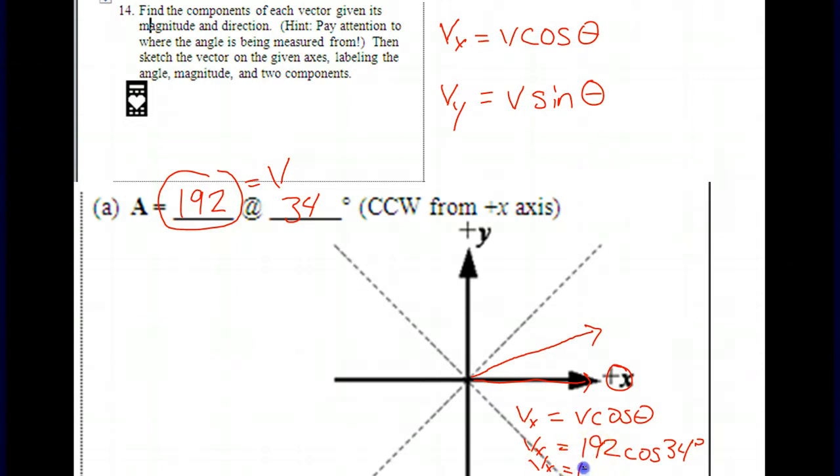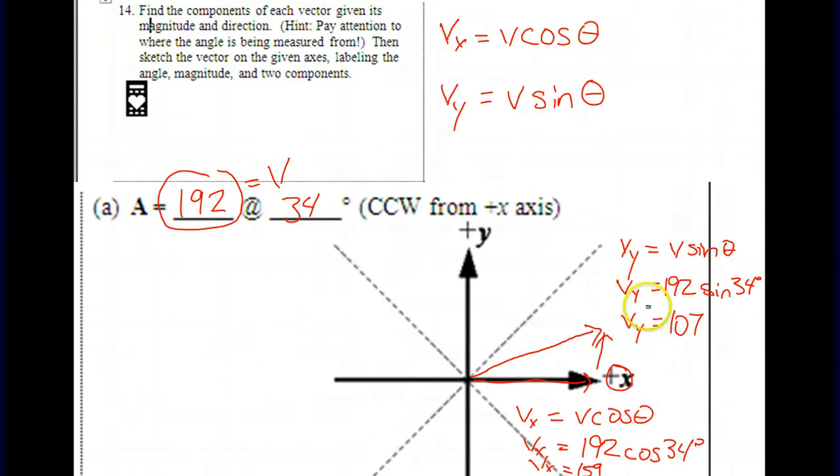159, good. All right, so 159. That's v in the x direction. Now let's do the vertical component, v in the y, and that is going to be equal to v sine theta. And we have the same resultant as before, 192, and the same angle, 34 degrees, but we're going to take the sine of 34 degrees, and we get the vertical component of that being approximately 107.